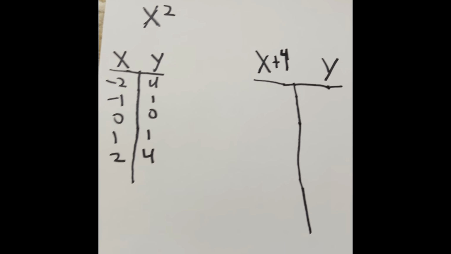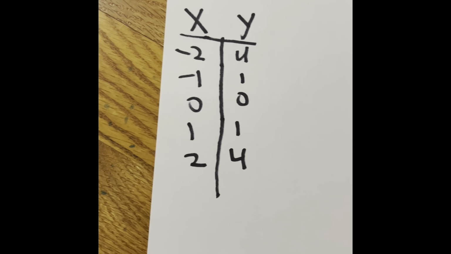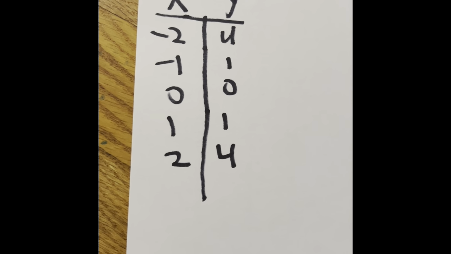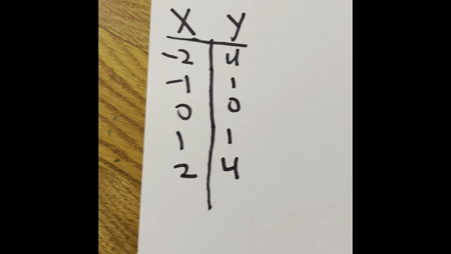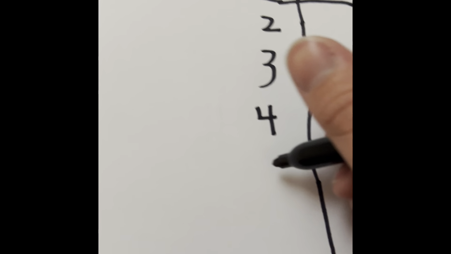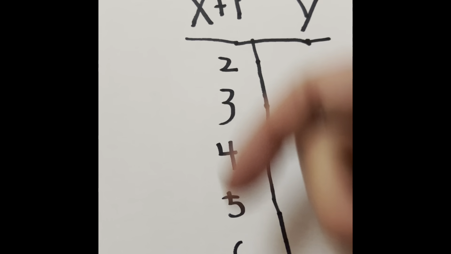So let's see what happens. Negative 2 plus 4 is going to be positive 2. Negative 1 plus 4 is going to be positive 3. 0 plus 4 is 4. 1 plus 4 is 5. 2 plus 4 is 6. So it should look like this for the x.